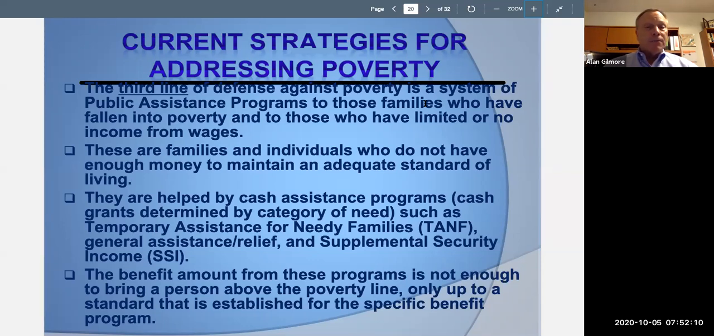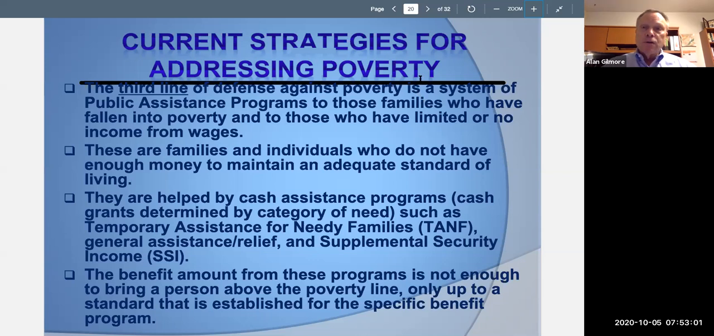So these may be people, again, who have no savings, who have not paid sufficiently into Social Security to be able to start withdrawing from it, or don't meet the qualifications for it. So this is what we purely think of as public assistance programs. These are families and individuals who do not have enough money to maintain an adequate standard of living, and they are helped by cash assistance programs based on need, such as Temporary Assistance for Needy Families, general assistance relief, and Supplemental Security Income. The benefit amount from these programs is not enough to bring a person above the poverty line, only up to a standard that's established for the specific benefit program.